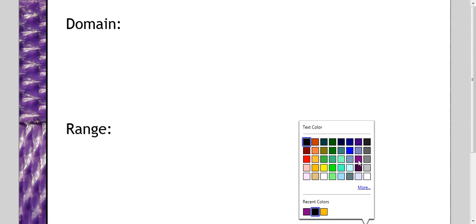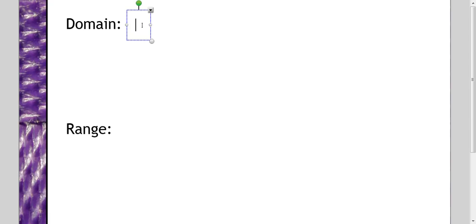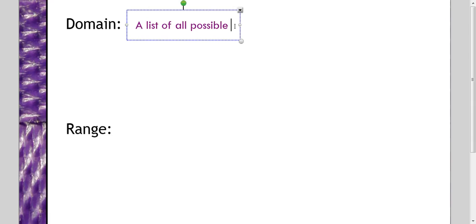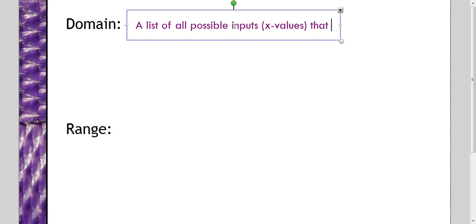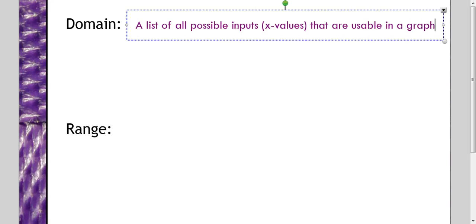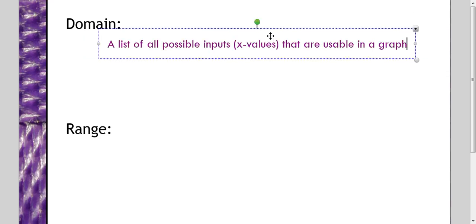Domain and range are the following. Domain is a list of all possible x values, or inputs. Let's start with that. Inputs are always on your x-axis. Let's say it this way: a list of all possible x inputs that are usable in a graph. We'll start with that. We'll define it a little bit more as we go, but got that.